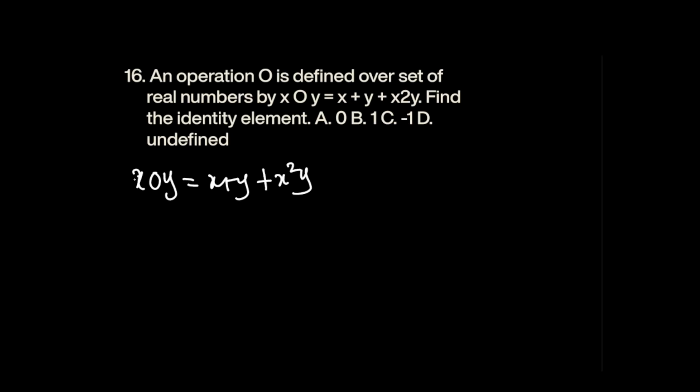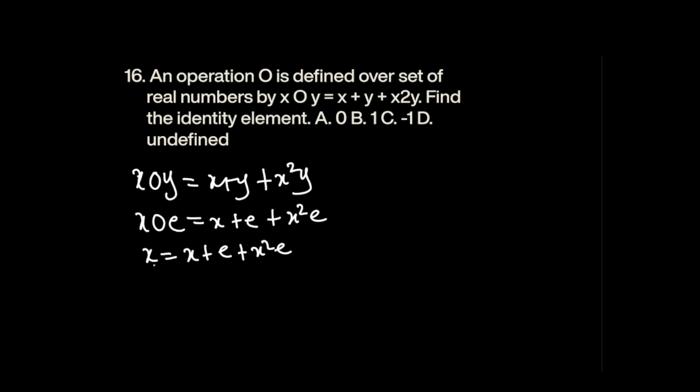So how do we find the identity element? We substitute y with E. Are you getting it now? So you therefore have what? x operation E equal x plus E plus x square E. Are you getting this now? So you know that when you combine x operation E, since E is an identity, your result is going to be x. So you have that x equal x plus E plus x square E. Are you getting this now? So this is what we are going to have. I want to make E the subject of the formula.